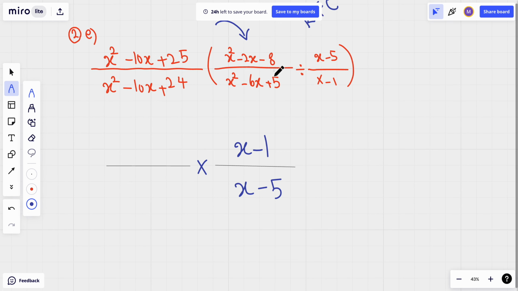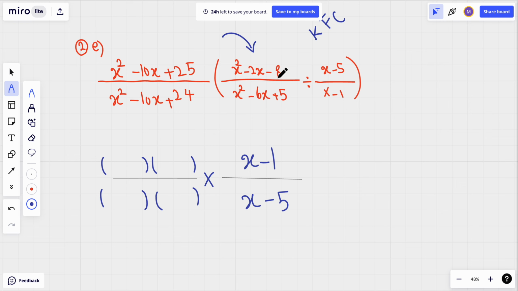However, it looks like a quadratic equation that could be factorized. So I'm going to try to factorize both my numerator and my denominator. How do we factorize a quadratic equation? We're going to pay attention to our C and to our B. We're going to look for two numbers whose multiplication is 8, but whose addition or subtraction is going to be 2. What options do I have?